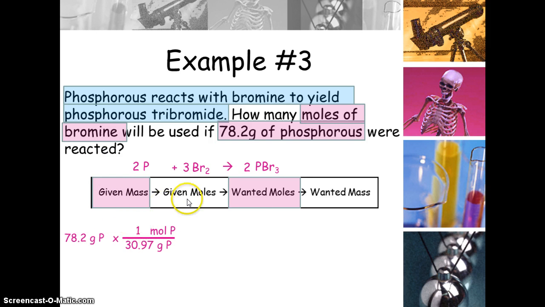Next step is to go from given moles to wanted moles. So that means we're going from moles of phosphorus to moles of bromine. For every 2 moles of phosphorus, we're going to have 3 moles of bromine. And now that we have our wanted moles, we have what we want, we can just stop here. Multiply everything on top, and divide by everything on the bottom. So that's 78.2 times 1 times 3, divided by 30.97, divided by 2, gives us 3.78 moles of bromine.